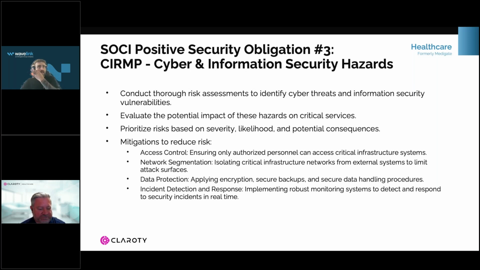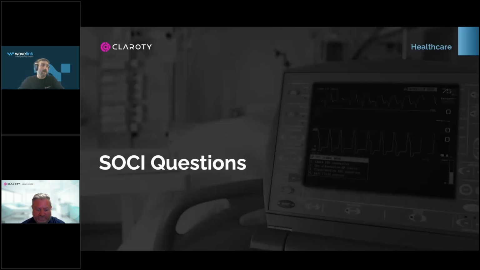Jason, one of the questions that actually came through our registration form around being SOCI positive. If some of the controls are assessed and they're partially compliant, then would an approved risk action plan to remediate this be sufficient as part of a CIRMP if requested by the regulator per se?